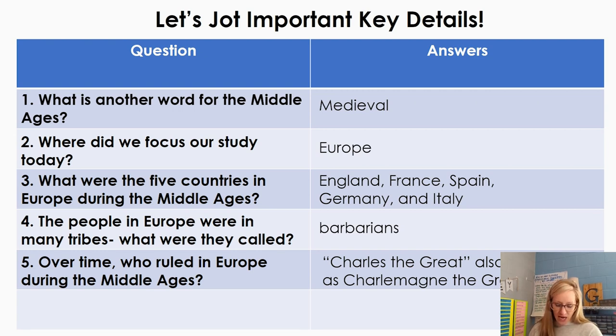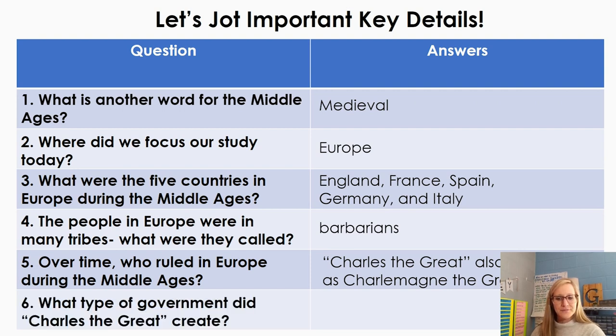And our last important takeaway is, what kind of government did Charles the Great create? Do you remember? Kind of created these rich and poor different groups of people. It is feudalism. Remember, feudalism is referring to how much land a person owned. And again, that separated rich and poor.